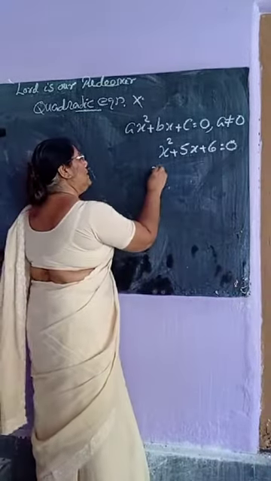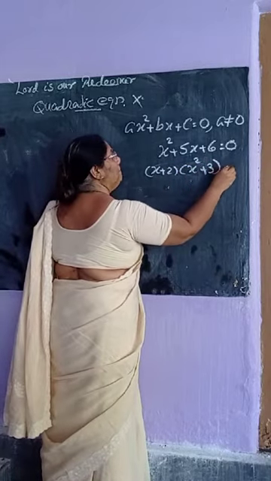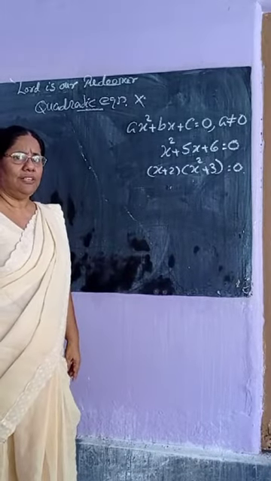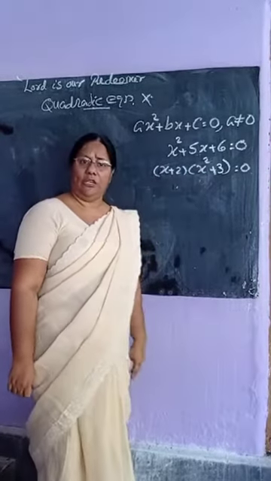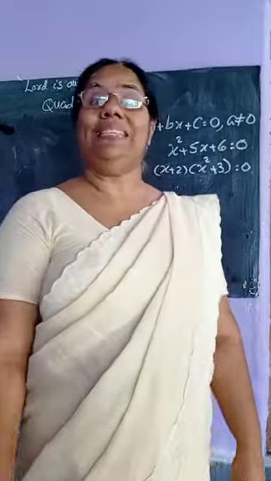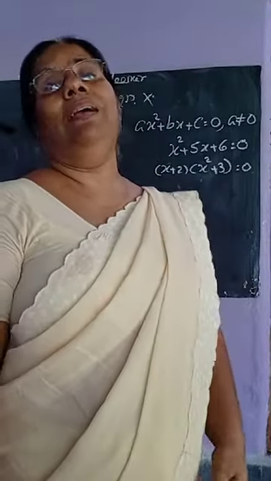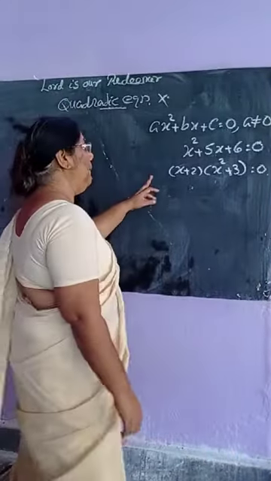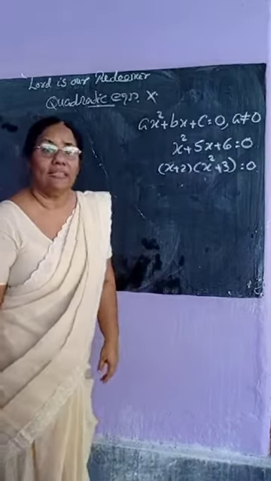Now, x plus 2 into x square plus 3. Is it a quadratic equation? First you multiply x into x square. What is x into x square? That is x cube. That is not a quadratic equation. That is a cubic equation. Therefore, to check quadratic, when you multiply, if the degree is 2, it is known as a quadratic equation.